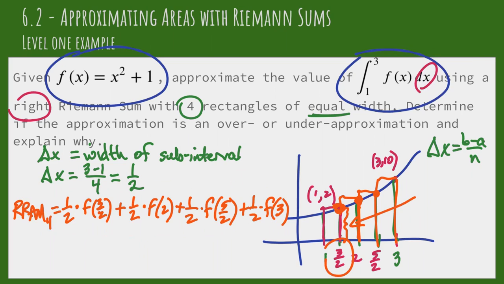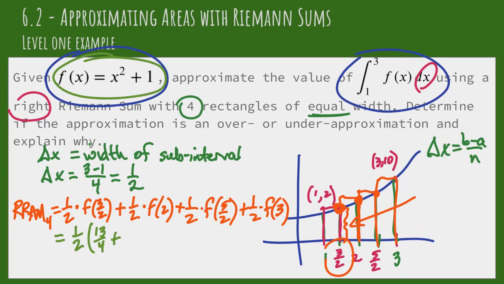If we look at the general form here, notice that each rectangle, since the widths are equal, has a width of 1/2. To simplify the process, we can factor that 1/2 out because it's in each term. So when I rewrite this, I'm going to factor that 1/2 out, and then the heights of the rectangles are going to be the values of those functions. So f of 3 halves is 3 halves squared plus 1. So 9/4 plus 1 is 13/4.